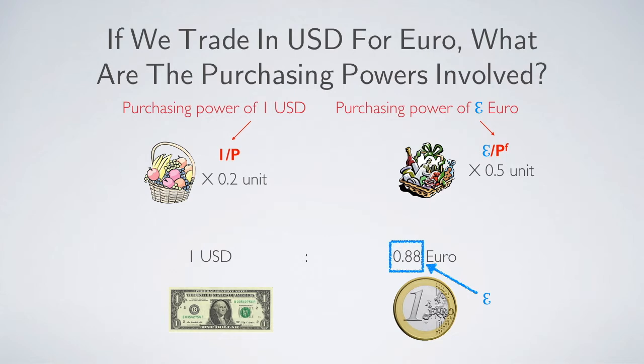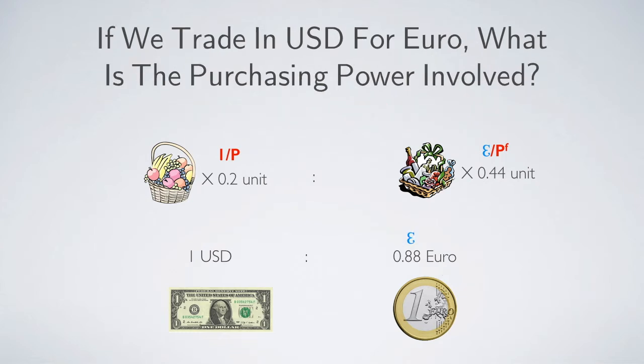Therefore, when you exchange your money from US dollar to euro, you are actually exchanging your US purchasing power 1 over P to euro purchasing power, which is equivalent to epsilon divided by PF. Here, given the number 0.88, which means that when you are trading away $1 to get 0.88 euro, you are sacrificing 0.2 unit of US basket for 0.44 unit basket of euro goods. So 0.88 is the nominal exchange rate for currencies.